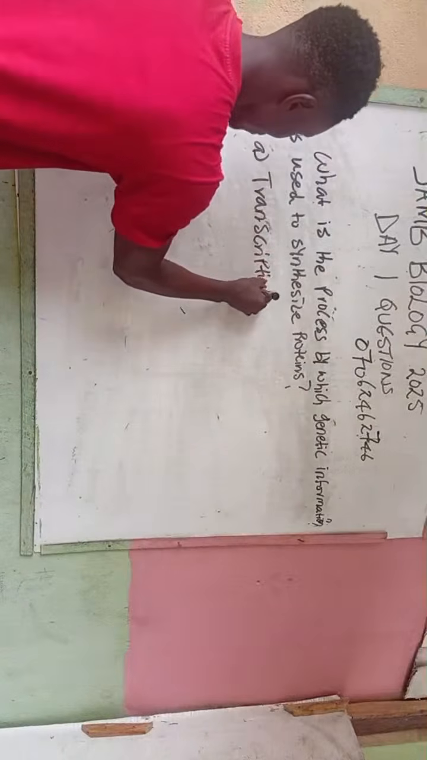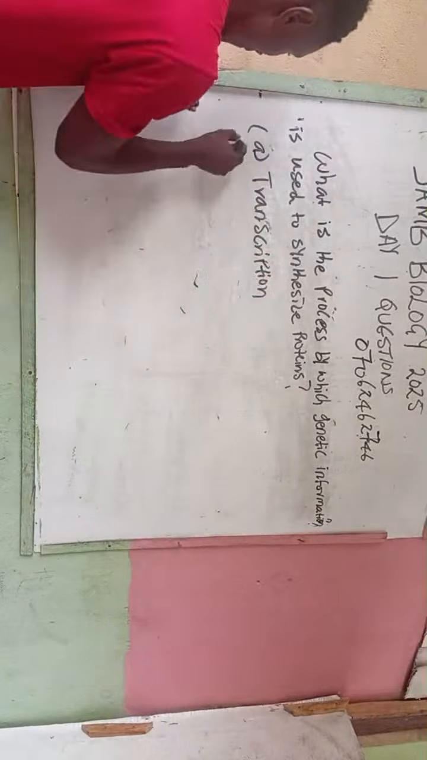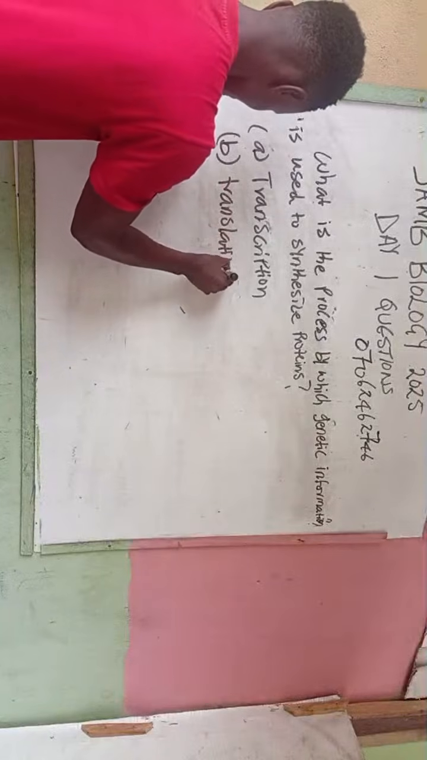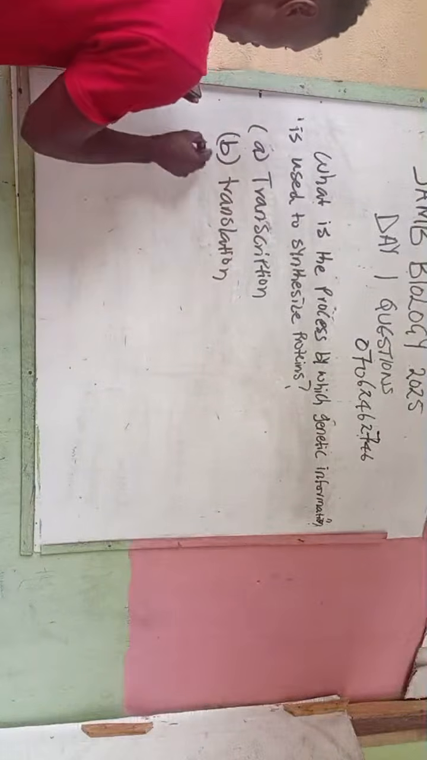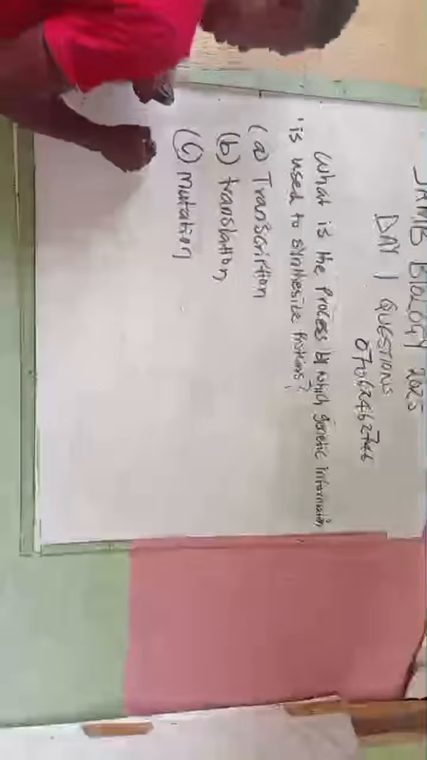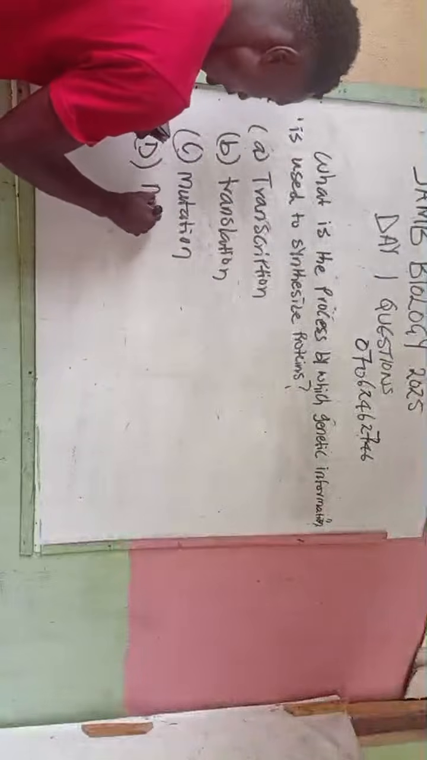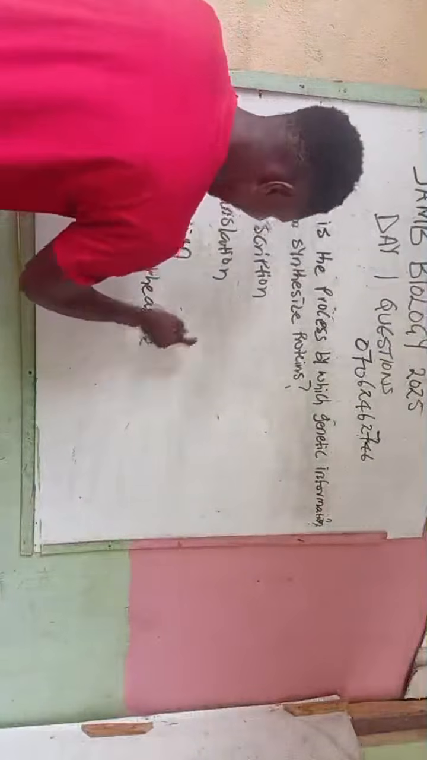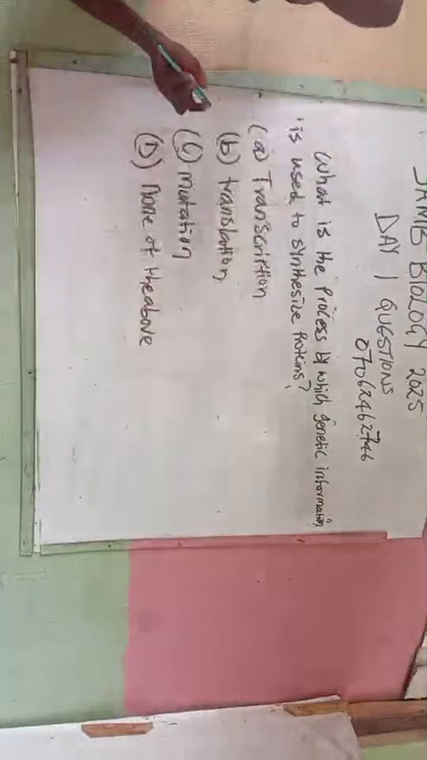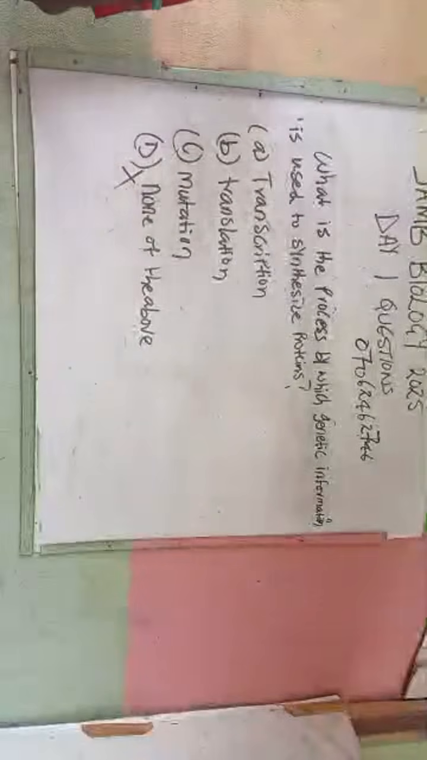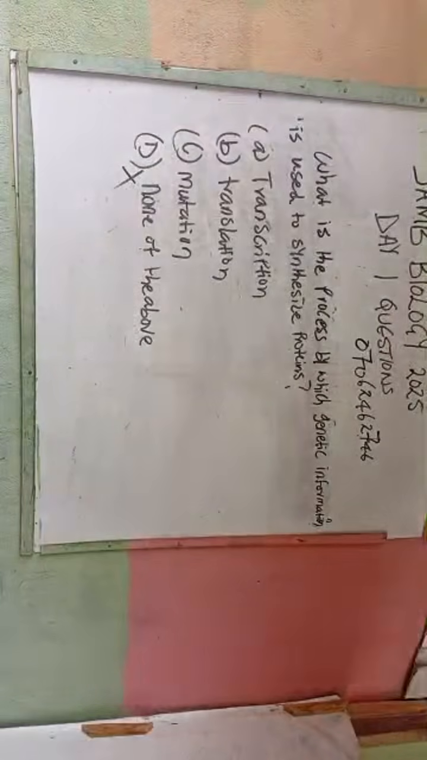We have A, transcription. B, we have translation. C, we have mutation. And D, we have none of the above. First of all, there's an answer for this here. So me putting the none of the above, the moment I see the question, I know that none of the above is what is out of the options.